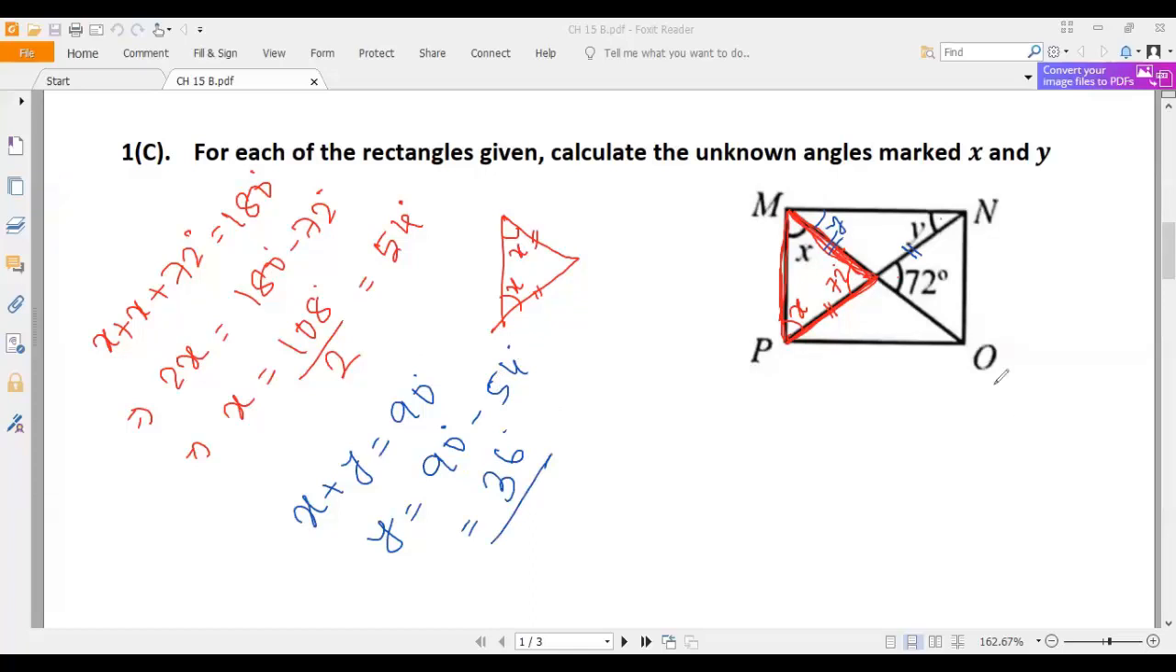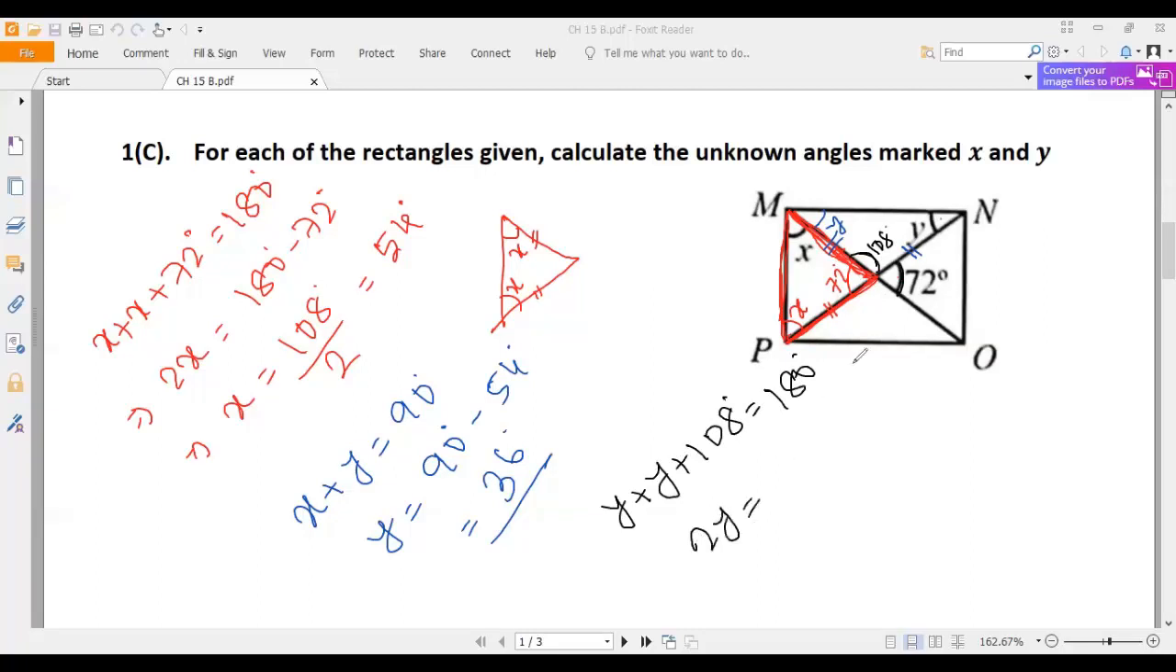Okay. And in another way, if I want to solve, this one is 72. What will be the measurement of this one? 180 minus 72. Am I right? Because these two angles will make a straight angle. So if this one is 72, it must be 108. Simple. Then can I say y and 108 will make 180? Yes, of course we can say they will make 180.